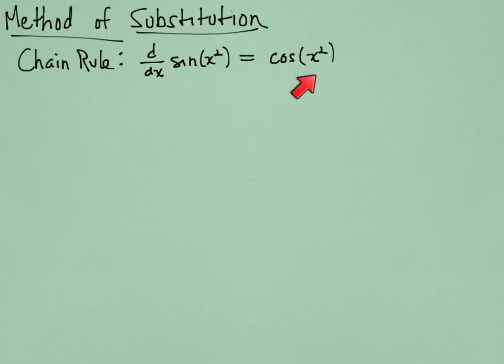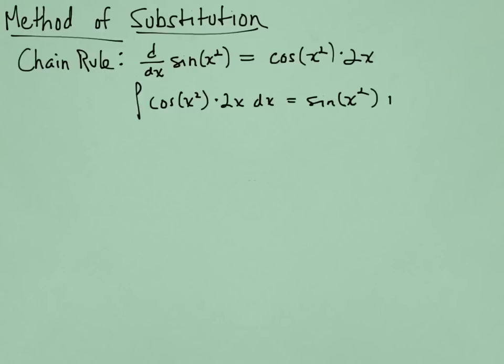of x squared again, but I need to multiply by the derivative of what's going inside that sine function, in this case the derivative of x squared, and the derivative of x squared is 2x. What that tells us for integration is that if I integrate now cosine of x squared times 2x with that little extra factor of 2x, its antiderivative should be sine of x squared. So it's the result of the chain rule that we can integrate to get back what we started with.